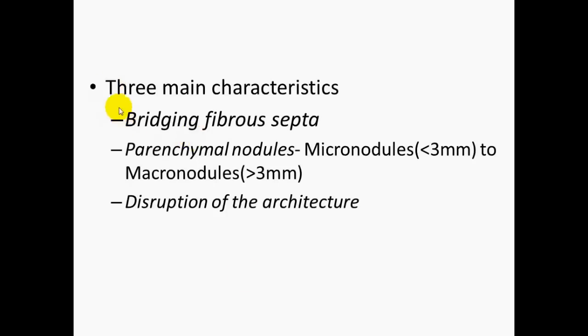There are three main characteristics. You cannot afford to forget these three main characteristics of cirrhosis. Number one, bridging fibrous septae; number two, parenchymal nodules; and number three, disruption or effacement of the hepatic architecture. So you're going to have that bridging fibrosis, which is from one area to another, and it is going to make a hepatic nodule. If that nodule is less than 3 millimeters, we call it a micronodular type of cirrhosis. If it's more than 3 millimeters, we call it a macronodular type of cirrhosis.